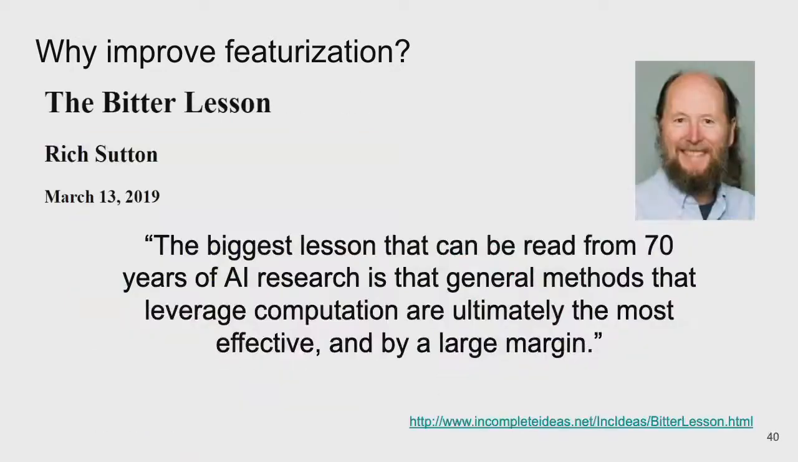And at a higher, more philosophical level, Rich Sutton, in his piece, said the biggest lesson that can be read from 70 years of AI research is that general methods that leverage computation are ultimately the most effective, and by a large margin. So this is kind of related. I guess he talked about the ImageNet revolution.